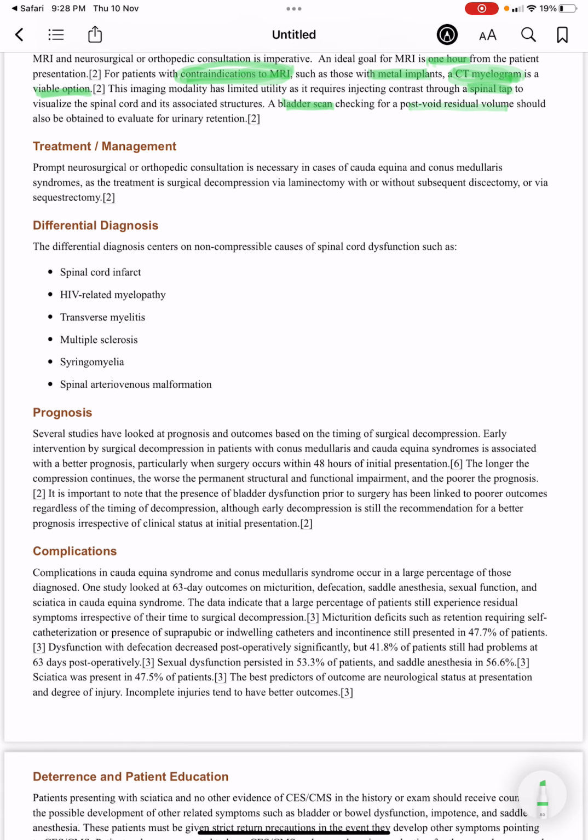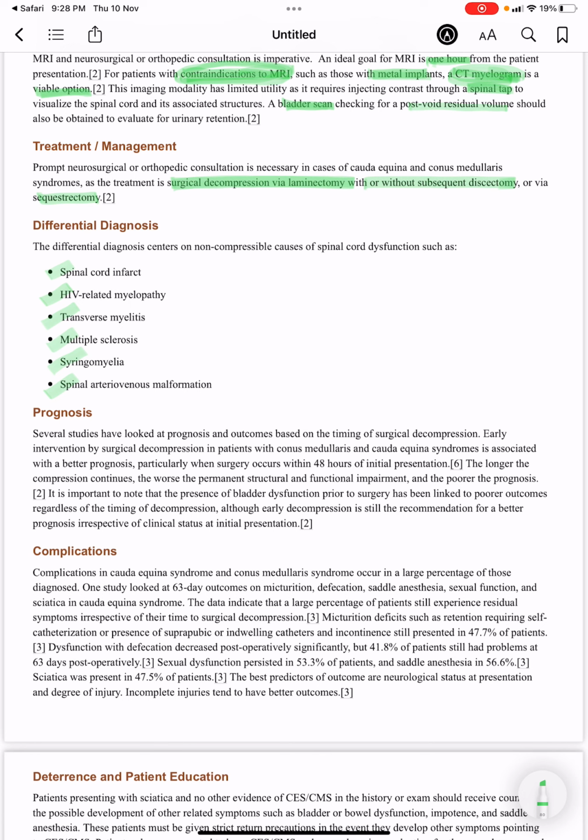Prompt neurosurgical or orthopedic consultation is necessary in cases of cauda equina and conus medullaris, as treatment is surgical decompression via laminectomy with or without subsequent discectomy, or via sequestrectomy. Differential diagnosis includes spinal cord infarct, HIV myelopathy, transverse myelitis, multiple sclerosis, syringomyelia, and spinal arteriovenous malformation.